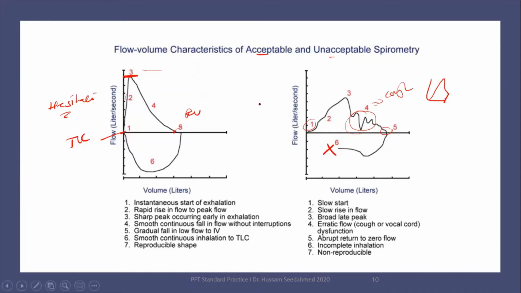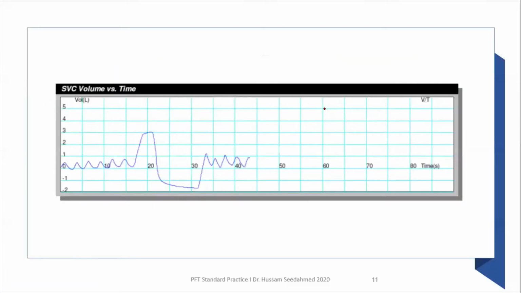So I hope so far these are clear. Now some figures can add the SVC. In most spirometry you will find a curve like this. This is the slow vital capacity that we talked about previously. Those were the forced vital capacity. Now this is the slow vital capacity volume time curve. This is the tidal volume here.